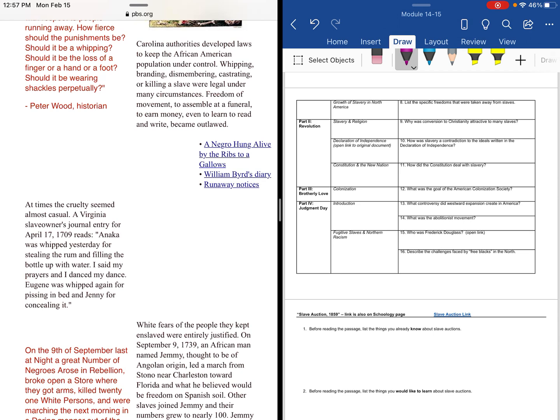At times, the cruelty seemed almost casual. A Virginia slave owner's journal entry for April 17, 1709 reads, "Anaka was whipped yesterday for stealing the rum and filling the bottle up with water. I said my prayers and I danced my dance. Eugene was whipped again for pissing in bed and Jenny for concealing it."